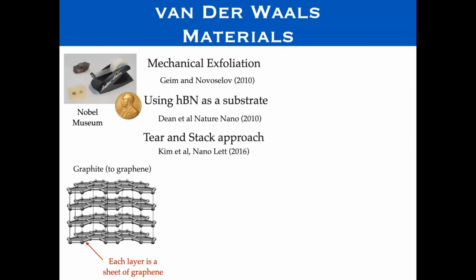Okay, so let's take a big picture perspective on how we got to this point in moiré materials. It started first with mechanical exfoliation, and then the realization that silicon dioxide was a very bad substrate due to trapping charge disorder. And then the most recent development is the tear-and-stack approach, which allowed accurate stacking and twisting of graphene layers.